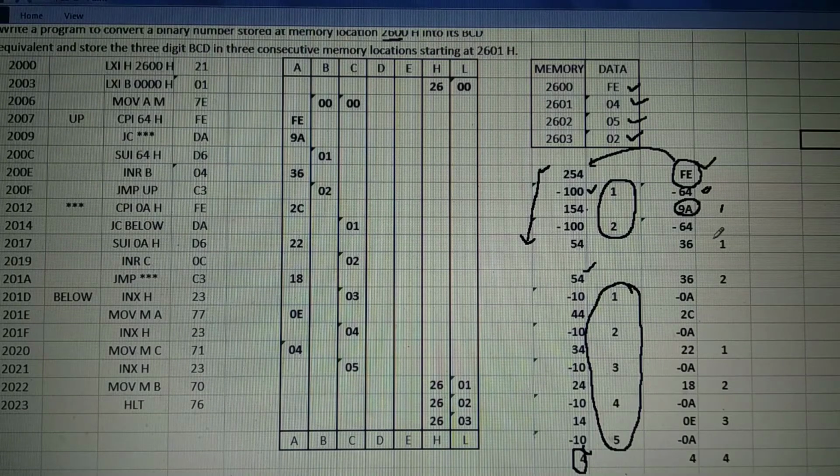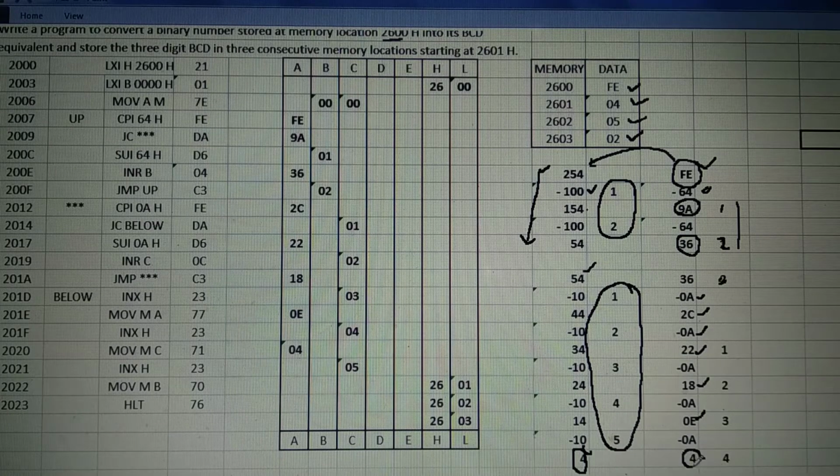This number is greater than 64, yes, again subtract 64. How many times did you subtract 64? 2 times. You get the answer 36, which is less than 64. Same logic is applied: 36 minus 0A, increment the counter. The number is 2C. Again subtract 0A, the number is 22, which is greater than 0A. Again subtract 0A, the number is 18, then 0E. Again subtract 0A, you will get 4.